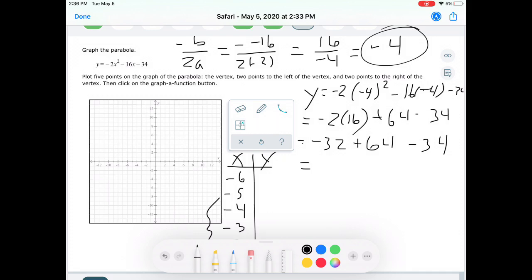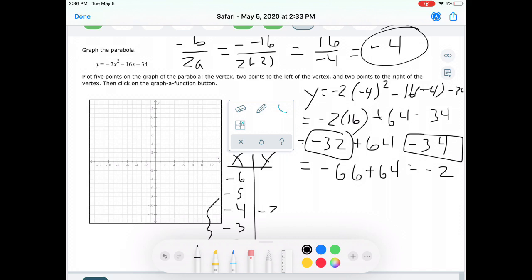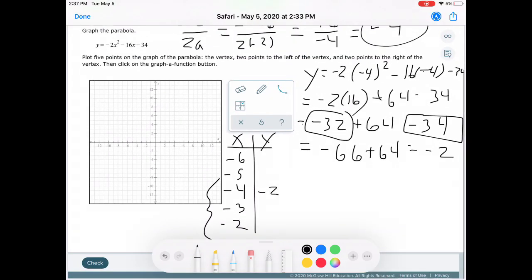So now, let's go back to that old trick. Let's add the negatives together. So that's negative 66 plus 64 equals negative 2. That makes a lot more sense since the graph is only going up to 14. Can't be into the negative hundreds. So we got negative 2 for our vertex. Try to find a little bit more room to go to the next one. Try not to make that same mistake.